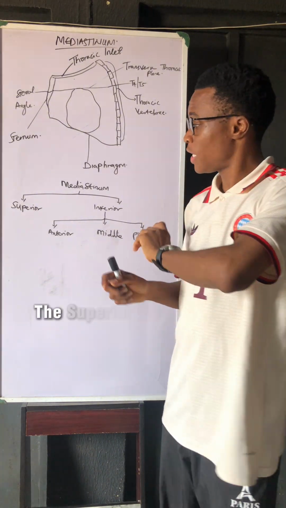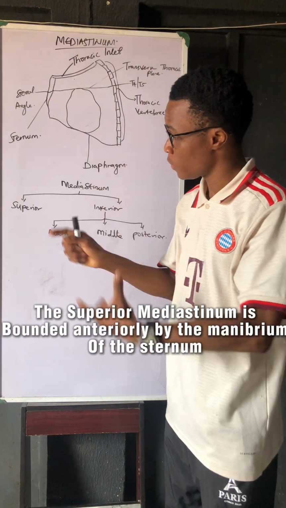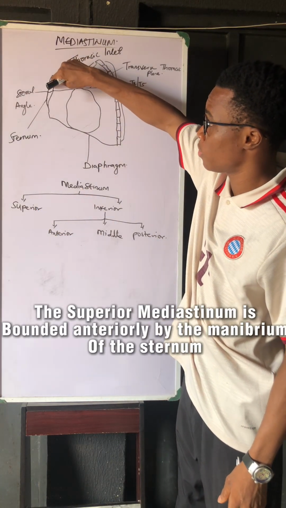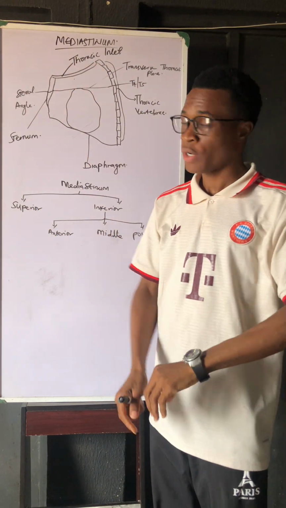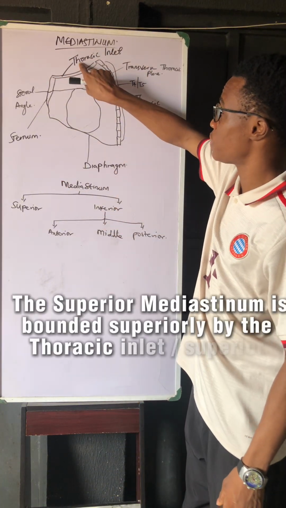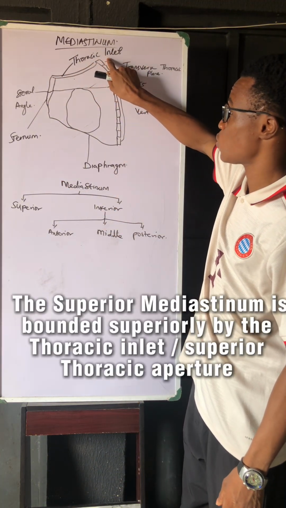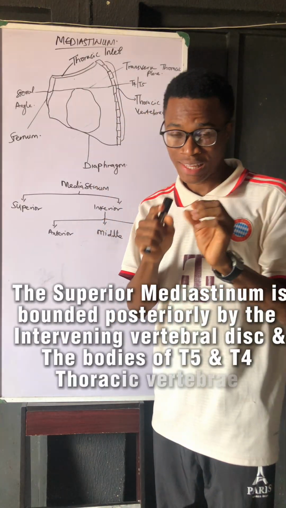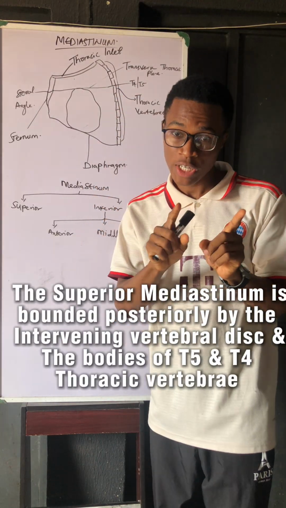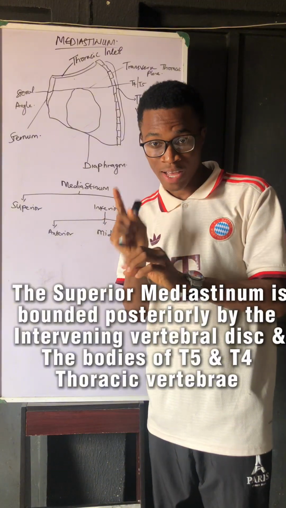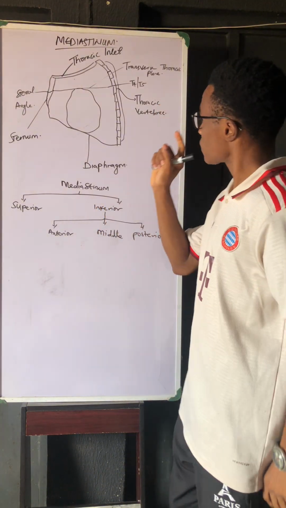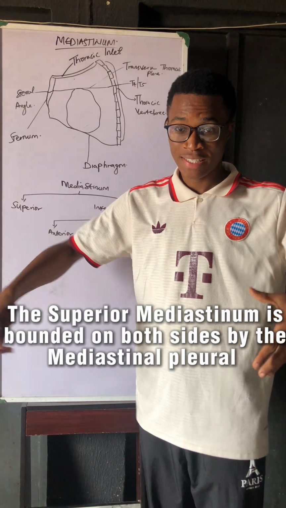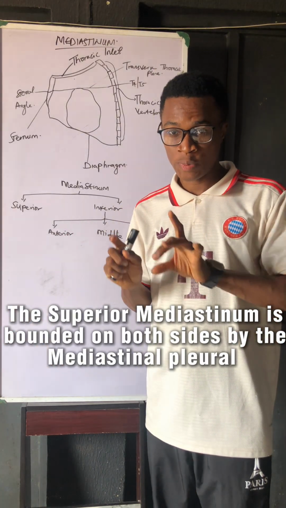Then this superior mediastinum is bounded anteriorly by what we refer to as the manubrium of the sternum, superiorly by our thoracic inlet or superior thoracic aperture, and posteriorly by the intervening vertebral disc and the bodies of the T4 and T5 thoracic vertebrae. Then it is bounded on both sides by the mediastinal pleura.